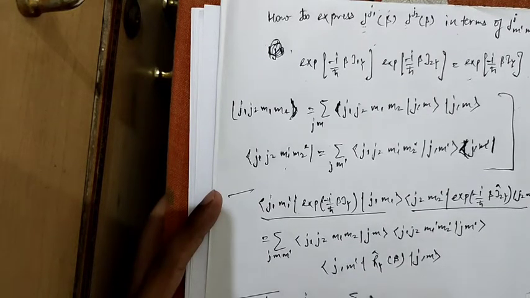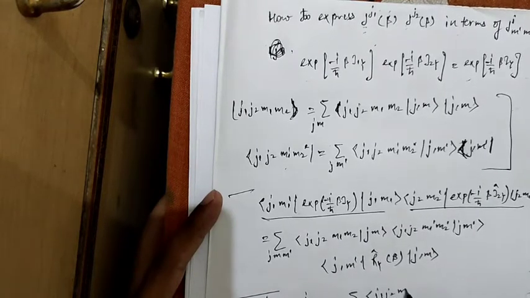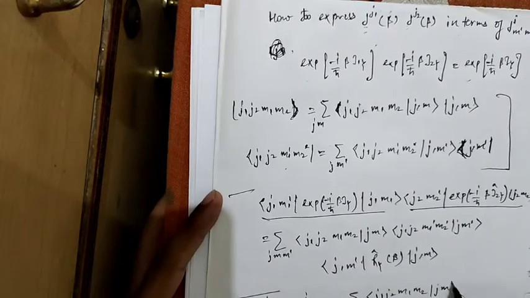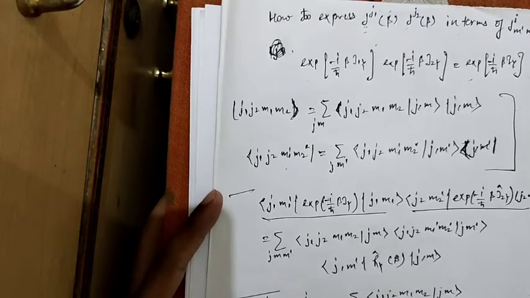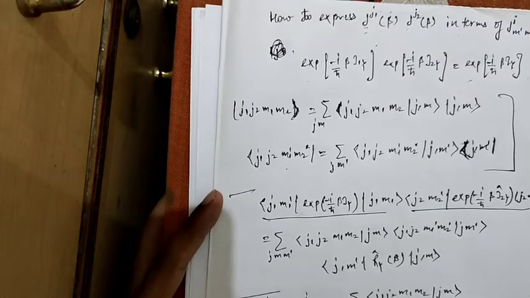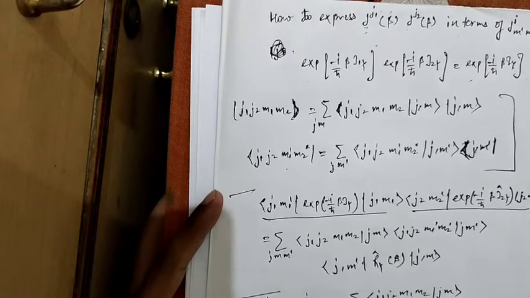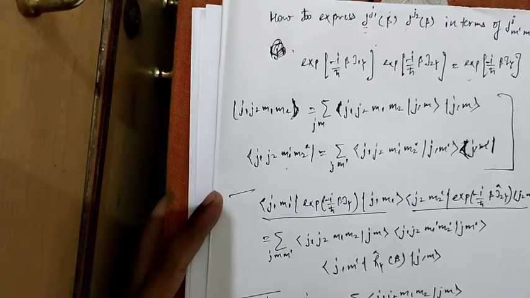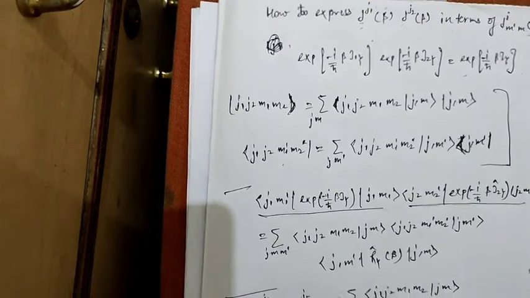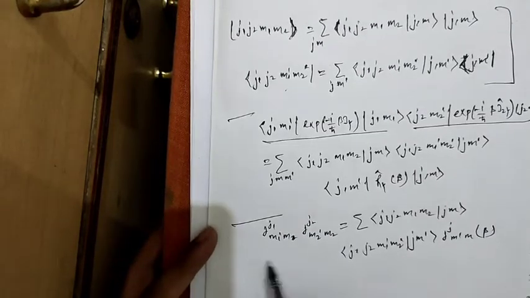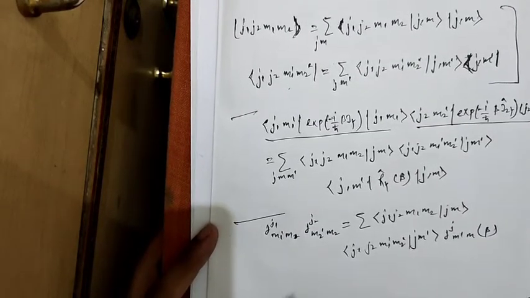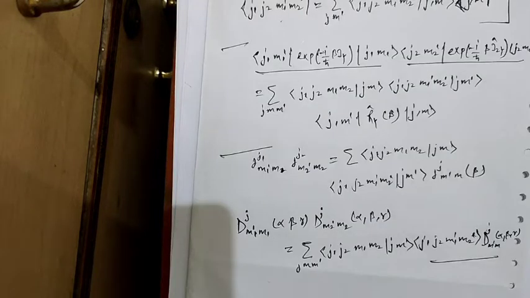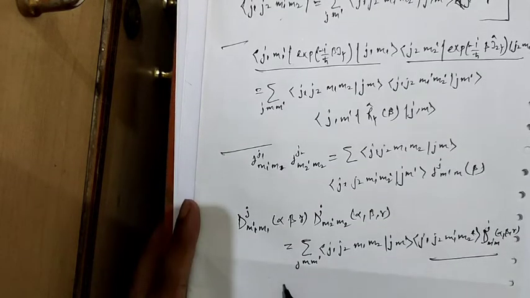Okay, and this equals the summation for jm dash, and the rest of this is j1 j2 m1 m2 jm, j1 j2 m1 dash m2 dash jm dash, dj, and this was also dj m dash m beta. Okay, now again proceeding in the same way, we can also express this equation in terms of the Wigner D matrix also, and this relation is known as the Clebsch-Gordan series.